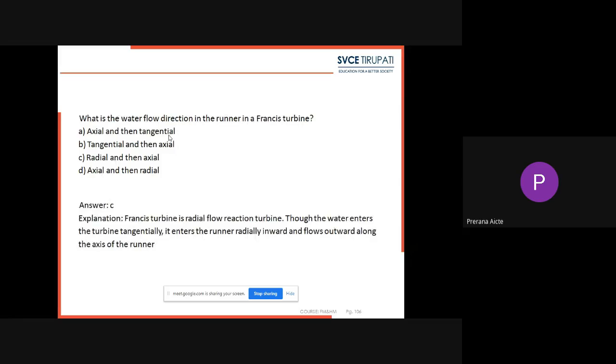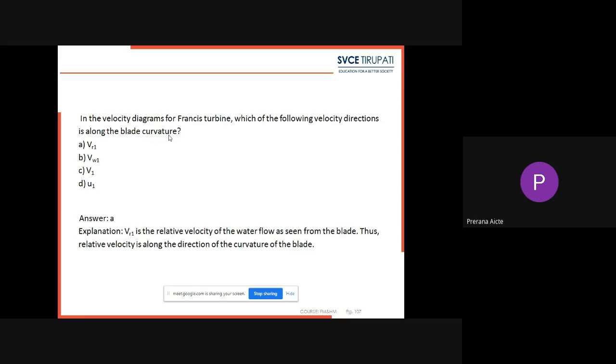Next one, what is the water flow direction in the runner in a Francis turbine? So the water flow direction is radial and then axial. Next one, in the velocity diagrams for Francis turbine, which of the following velocity directions is along the blade curvature? So the answer is VR1. VR1 is the relative velocity of the water flow as seen from the blades. Thus, the relative velocity is along the direction of the curvature of the blade.